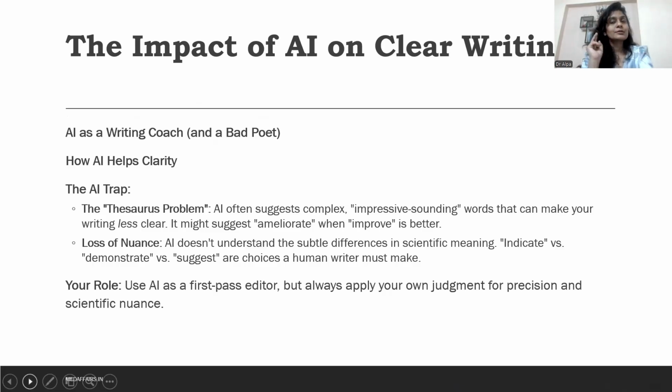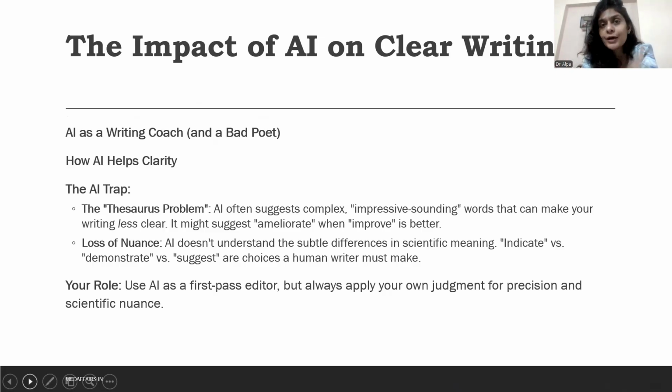However, there are two points wherein we need to be vigilant while using AI. First thing, do not go ahead with fancy phrases or terms which it gives you, right? Stick to the simpler terms. So instead of ameliorate, simply go ahead with improve.